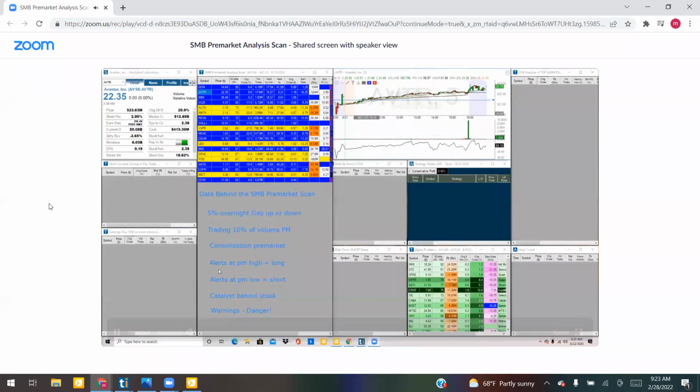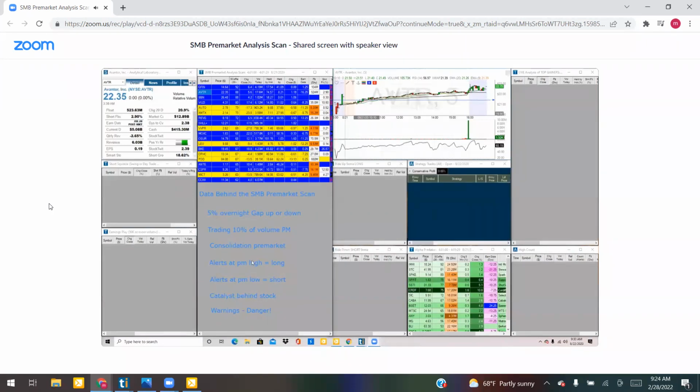Now, we're going to set price alerts at the pre-market high, and we'll go through a few examples, and that will be long. But we're also going to set alerts at the pre-market low and we'll go short. So what we're looking for is stocks that are either going to break the pre-market high after consolidation, and then we go long, or stocks that are going to break that consolidation below the pre-market low to go short.